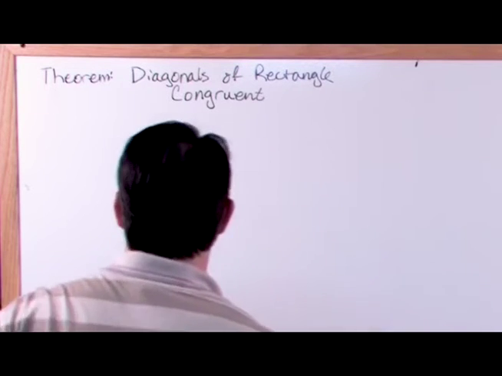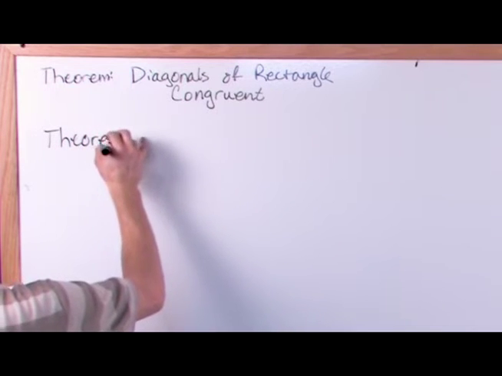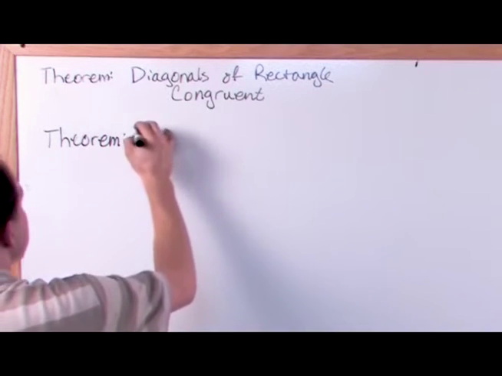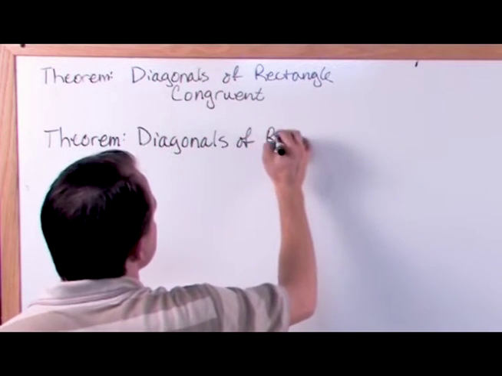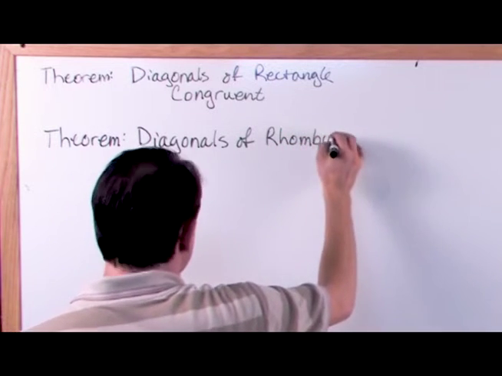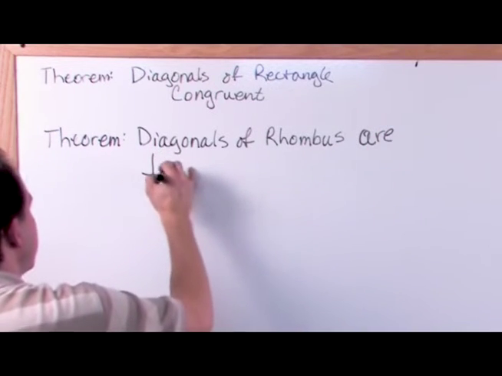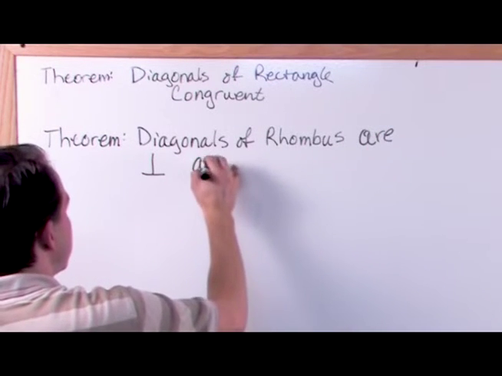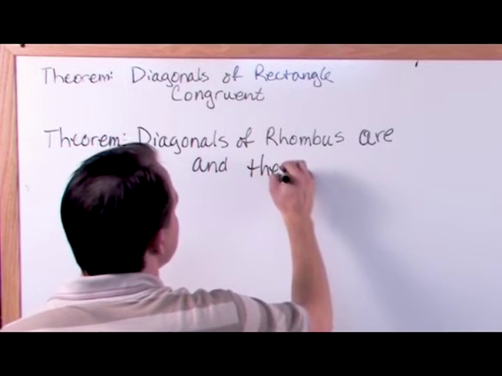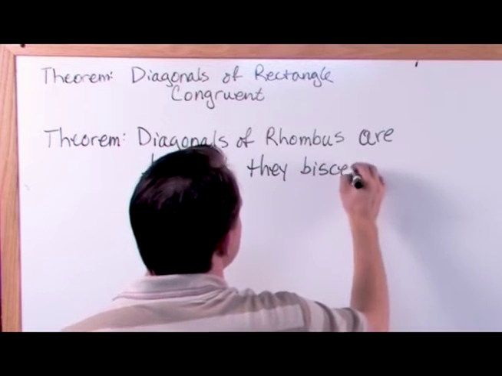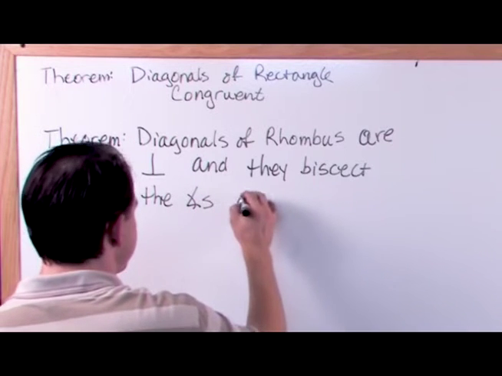Okay, and then the second one that I'm going to have here is the diagonals of a rhombus are perpendicular. That's very, very important. And they bisect the angles of the rhombus.